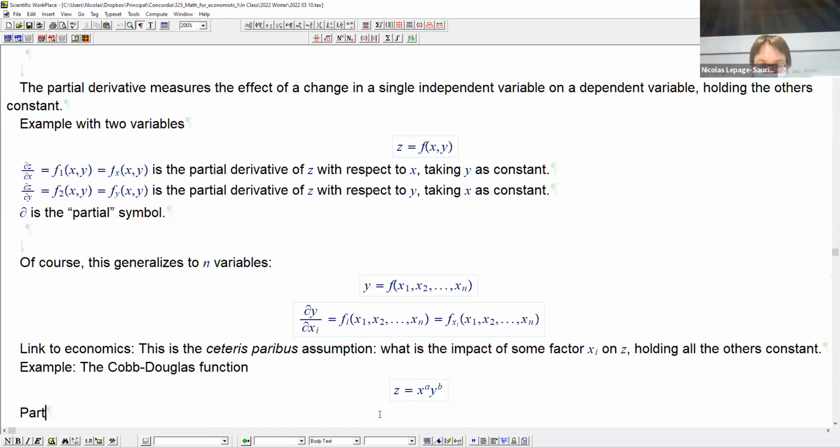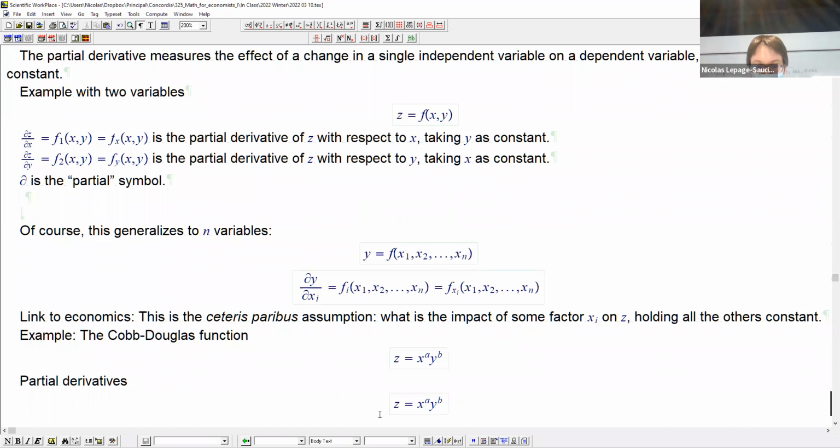So partial derivatives. I'll do one and then you do the other. So then I use my rules of derivation. I assume that y is constant and I vary x. a is a parameter, b is a parameter, and then my rule is simply that I get a x to the a minus 1.